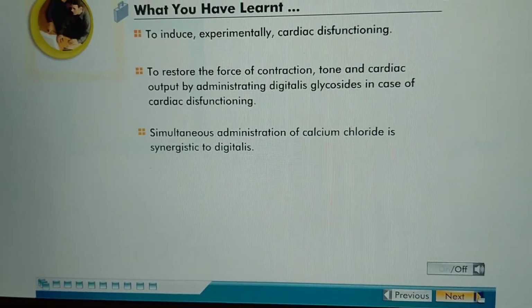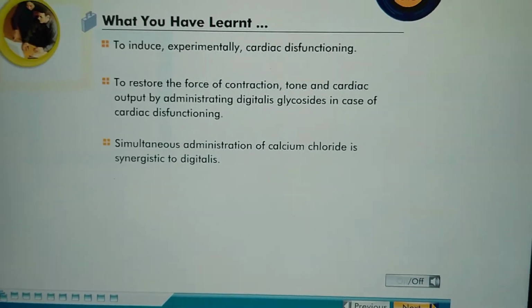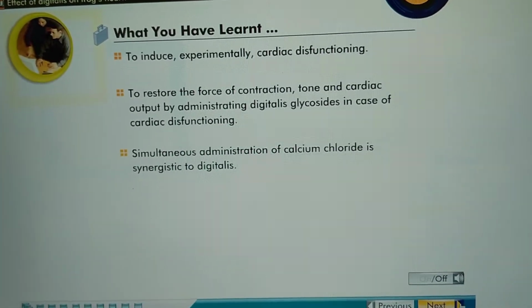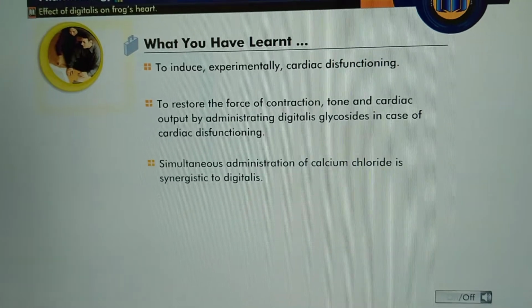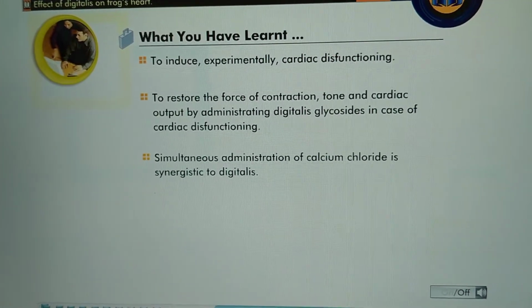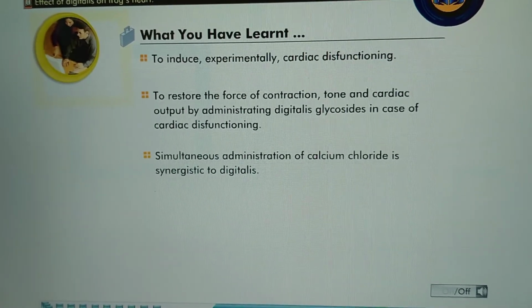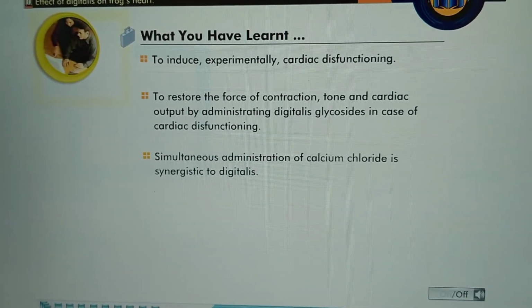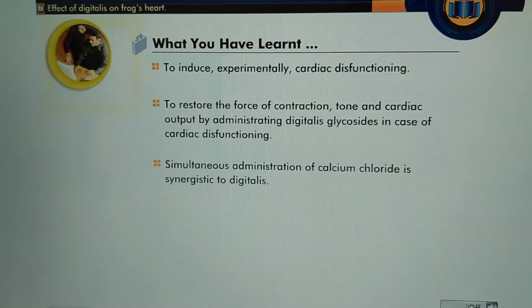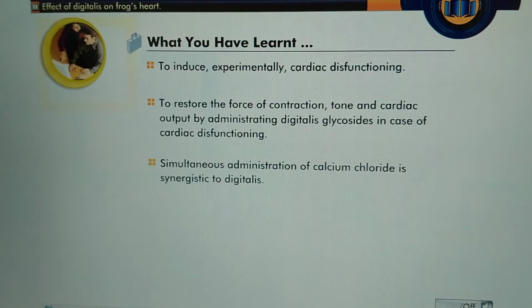You have learnt how to induce cardiac dysfunctioning experimentally, and to restore the force of contraction, tone and cardiac output by administering Digitalis glycosides in case of cardiac dysfunctioning. Simultaneous administration of calcium chloride is synergistic to Digitalis.